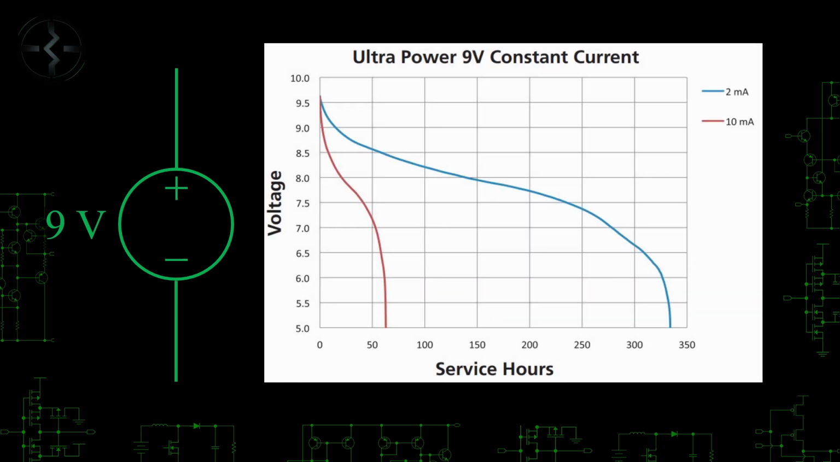This graph shows two discharge curves from a Duracell Ultra 9-volt battery's datasheet. One for a 2 mA load and one for a 10 mA load. You can see that when the battery is new, it can have up to 9.7 volts of output voltage. And as it gets used up, the voltage will drop down to about 5 volts. You don't need to design your circuit to work across this whole range, but it's best to in order to maximize the use of the battery's power.